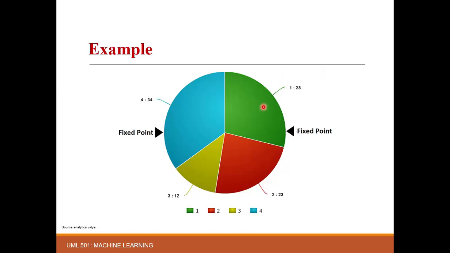Here the green color corresponds to 28, which means the proportion of the first chromosome is 28, and similarly 23, 34 and the others. Okay, now these are the values corresponding to your chromosomes.